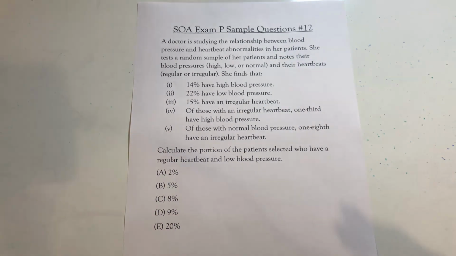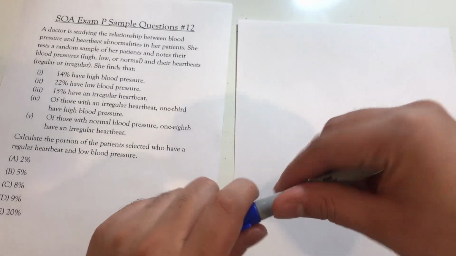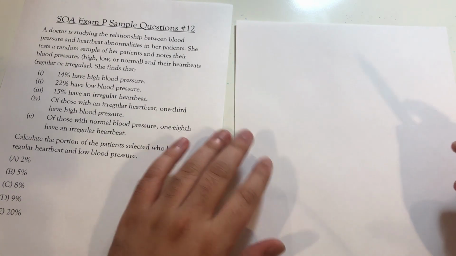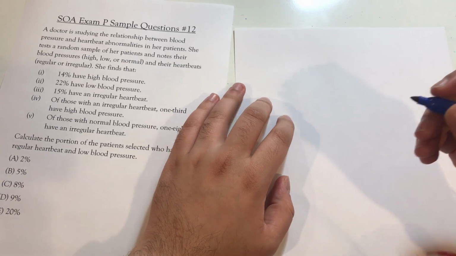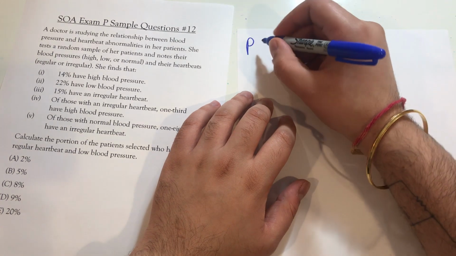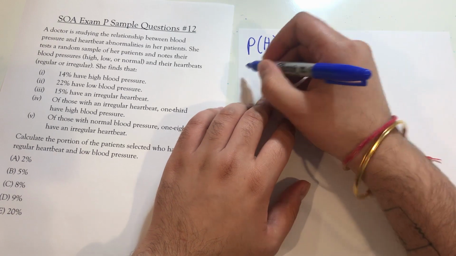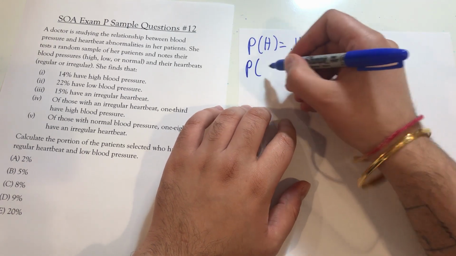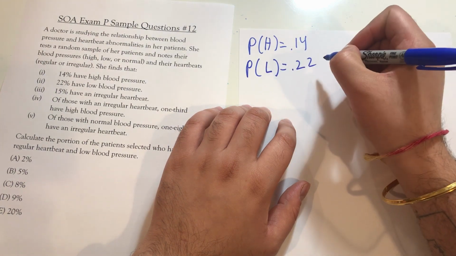All right. Now this is a super easy problem, general probability type stuff. So let's first write out what we're given, make sense of this information. We're told 5 things, right? We have the fact that 14% of people have high blood pressure. So I'm going to mark H as high blood pressure. So the probability of having high blood pressure equals 0.14. The probability of having low blood pressure is equal to 0.22.